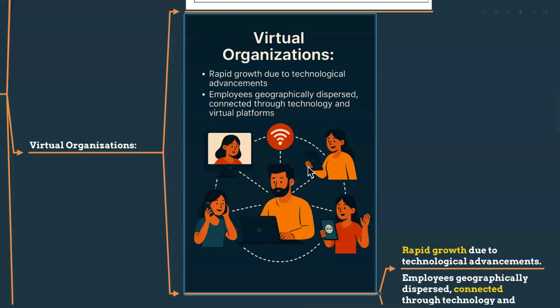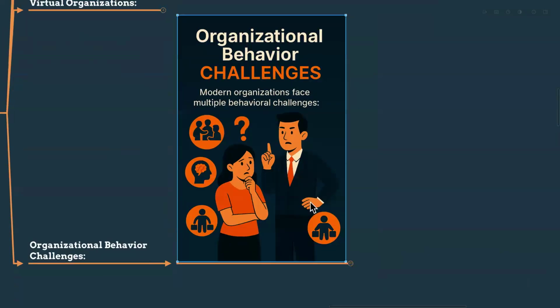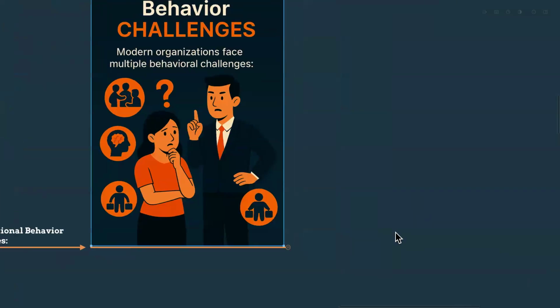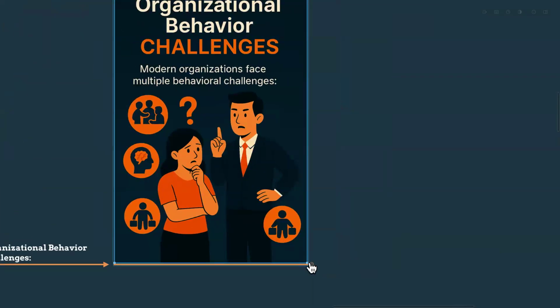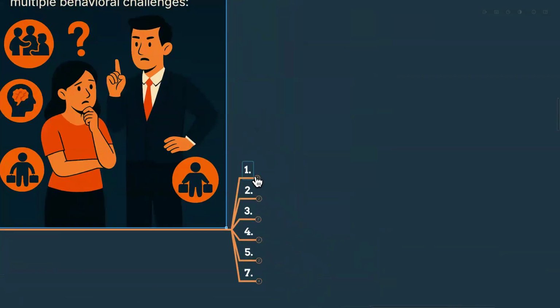If you're working in a software company, developers are in Colombo, designers are in Kandy, customer services in Jaffna, all work together online, right? That is virtual organizations, and the organizational behavior challenge. If you are doing 100% online, meaning the virtual organization, there are still some challenges. So the modern organization faces multiple behavioral challenges, especially from the Gen Z people.